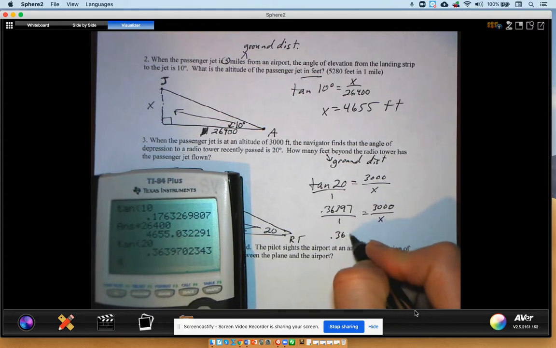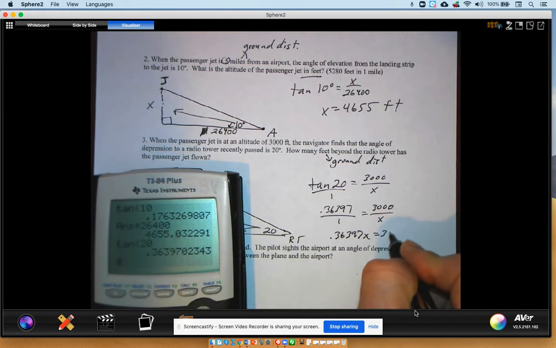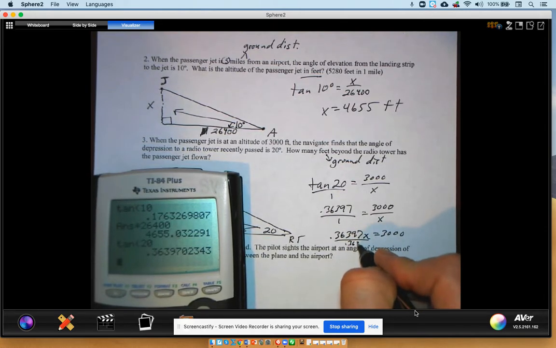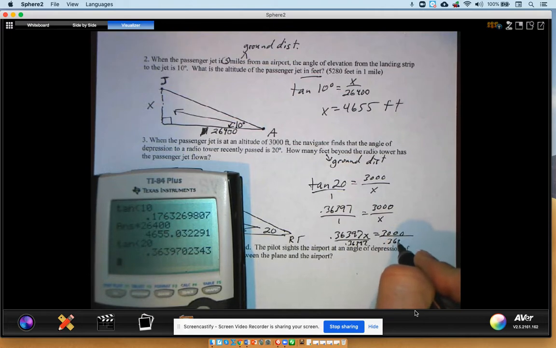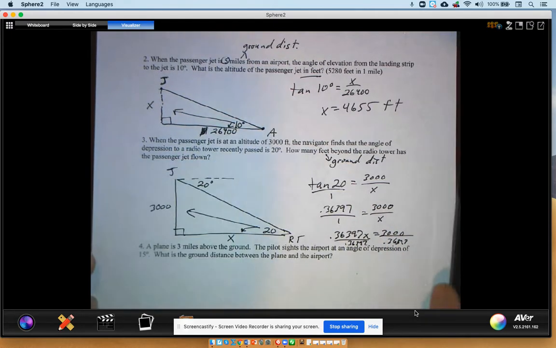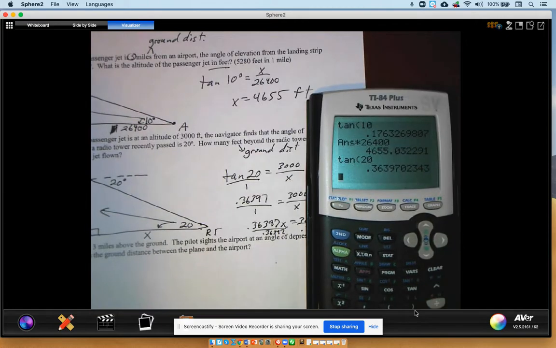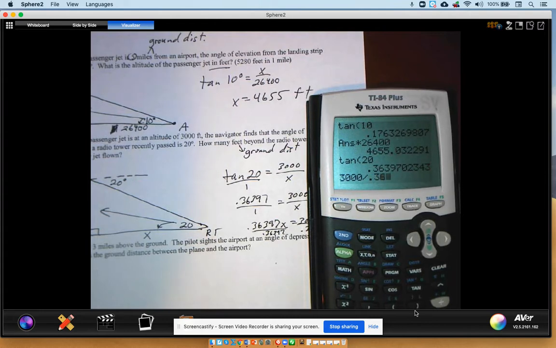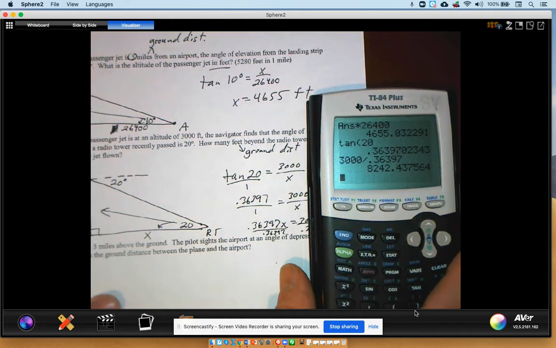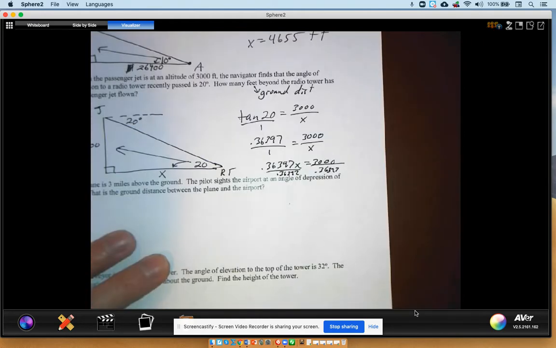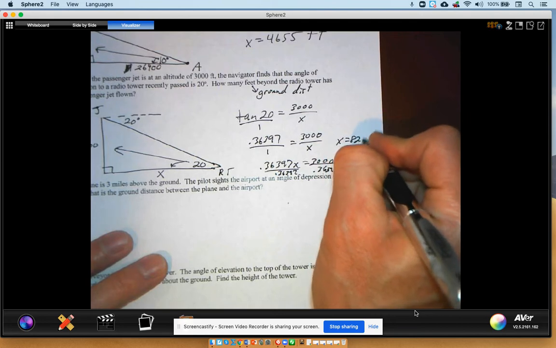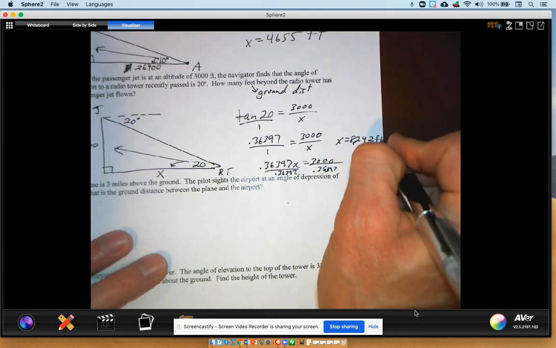So 0.36397x equals 3,000. Cross multiplying, we're going to divide both sides by 0.36397. So I'm going to take my calculator and go 3,000 divided by 0.36397. Of course, my kids are screaming, yelling in the background. 8242. So to the nearest foot, x equals 8242 feet. That would be the ground distance they found here.